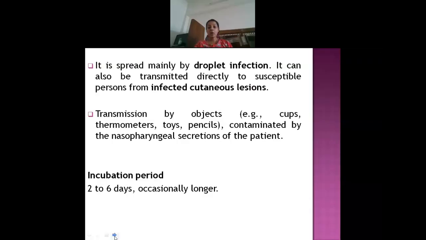Then it can also transmit through fomites. Maybe an infected person is touching their utensils or toys or pencils. If at all it is infected by the nasopharyngeal secretions, then it could be transmitted. Incubation period could be 2 to 6 days or even more.